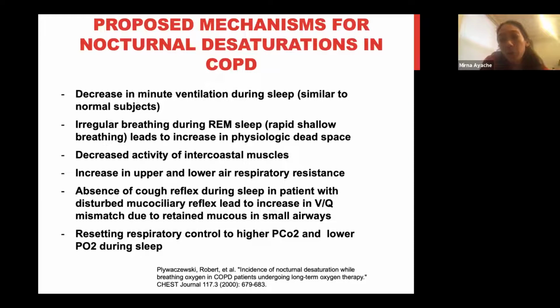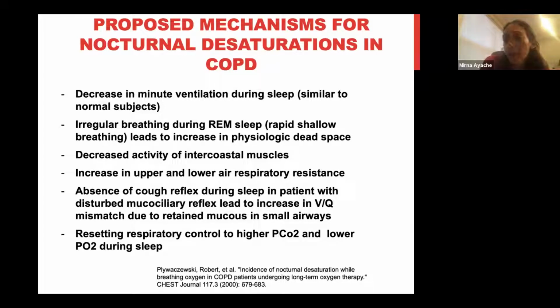For example, COPD patients, there are mechanisms why COPD patients desaturate at night. First, they have decreased minute ventilation during sleep, which happens in all of us. Normal subjects have that, but because they have poor reserve, they tend to drop their oxygen saturation. There is irregular breathing during REM sleep, rapid shallow breathing, which leads to an increase in the physiologic dead space. During REM sleep, we have decreased activity of intercostal muscles, and COPD patients depend on those for ventilation.